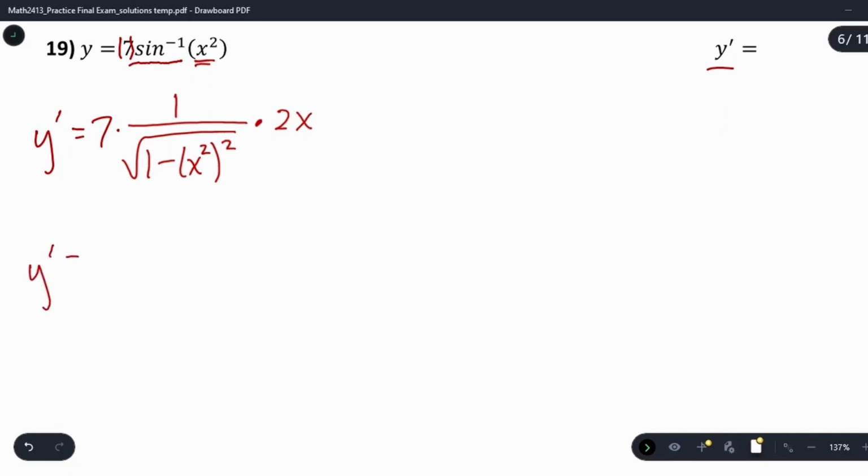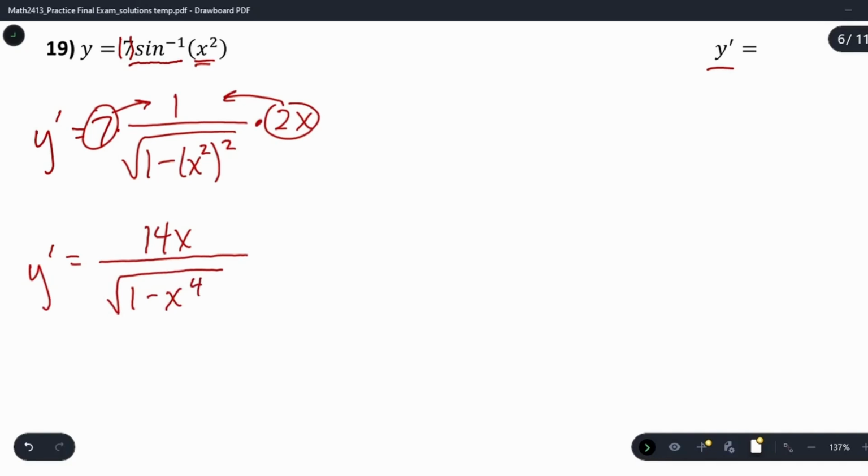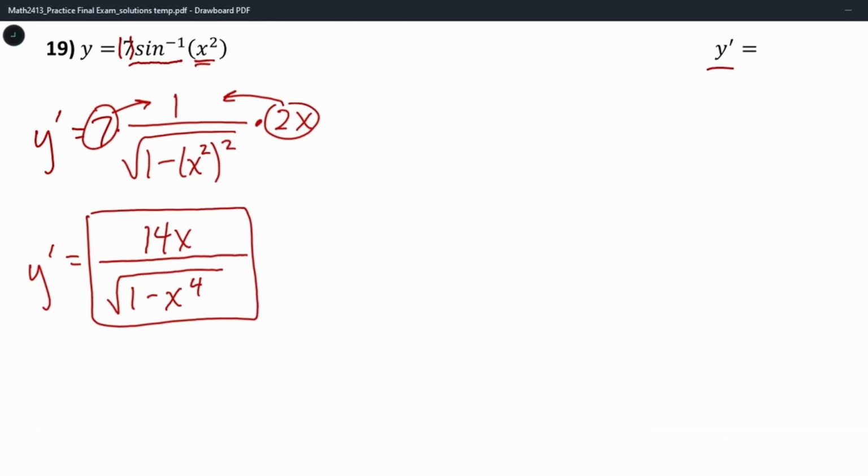And then that will simplify. The 7 and the 2x, those are both in the numerator, giving us a numerator of 14x all over the square root of 1 minus x to the 4th. And that is the simplest form of the derivative of this function.